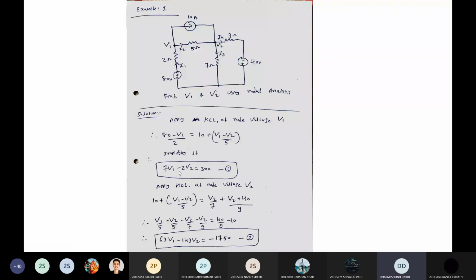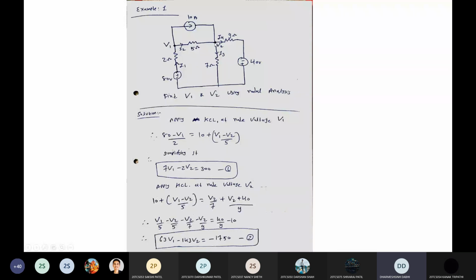All of you get this? Yes, sir. Check it, everyone. Simplify it, we have put the direct answer. Okay, 7V1 minus 2V2 is equal to 300. After simplifying this, get the equation number 1.